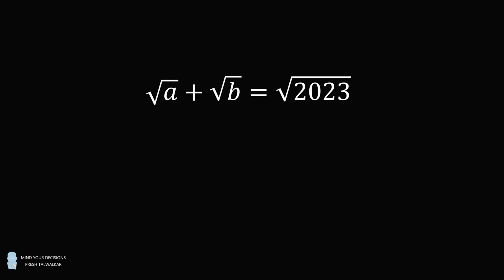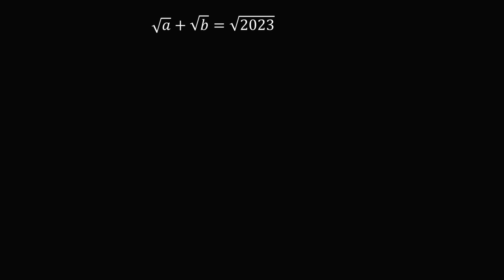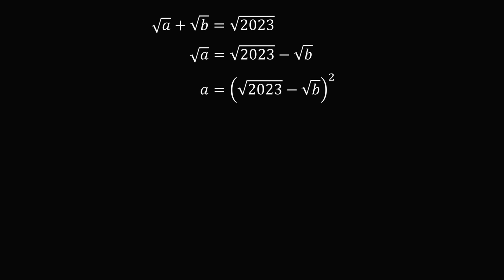We begin by tackling the first part of the question. Whenever you have square roots, it's a good idea to try to eliminate the square roots. We will first solve for the square root of a. Then we will square both sides to get that a is equal to the square root of 2023 minus the square root of b, squared. We then expand the binomial to get a is equal to 2023 plus b minus 2 times the square root of 2023b.